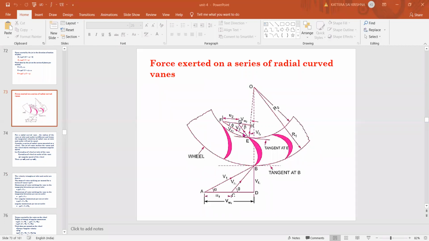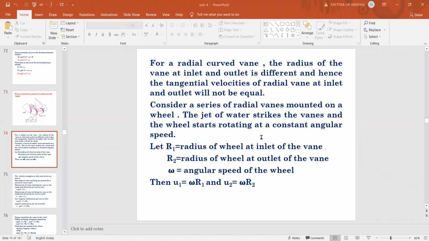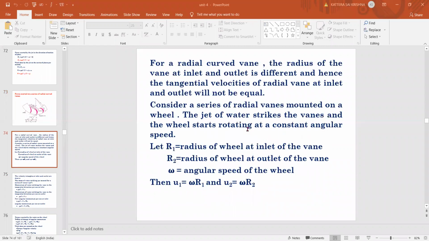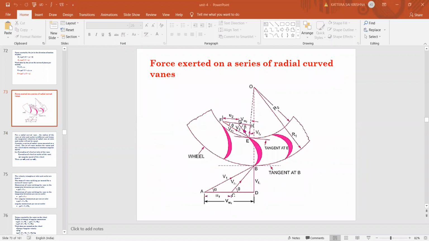Similarly, VW2 is the tangential velocity at the outlet. So those velocities we need to consider for the momentum of water striking the vane in the tangential direction per second at inlet. So rho A V1 is the mass, into the tangential velocity VW1. Similarly, at the outlet, VW2 is in the opposite direction. If you take the component of this V2, that is VW2, it will be in the opposite direction.